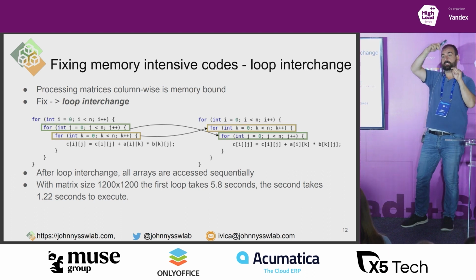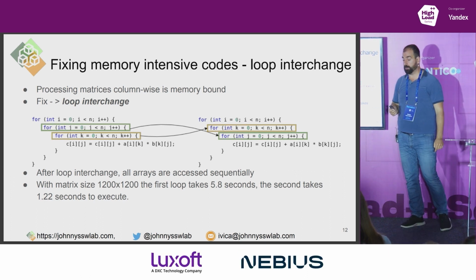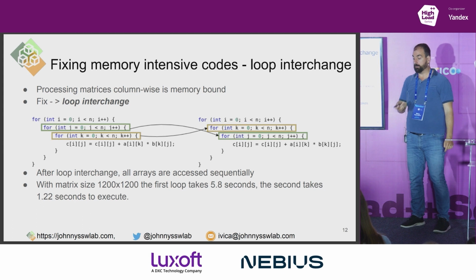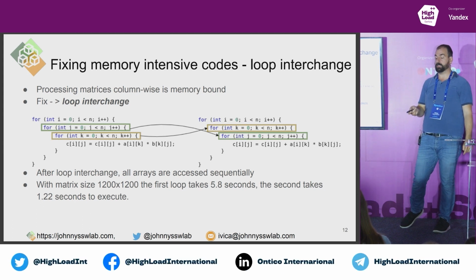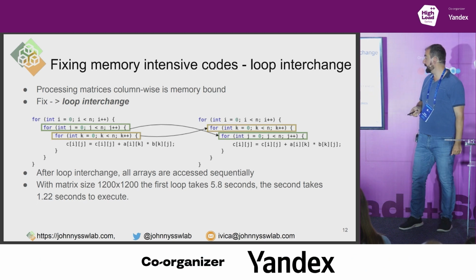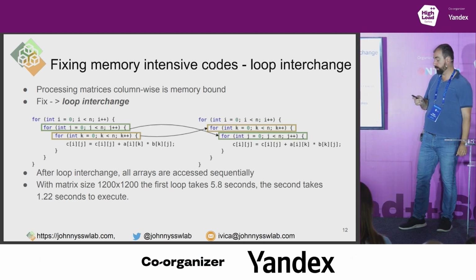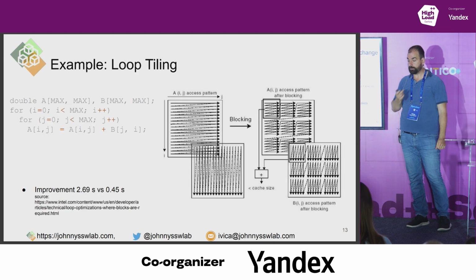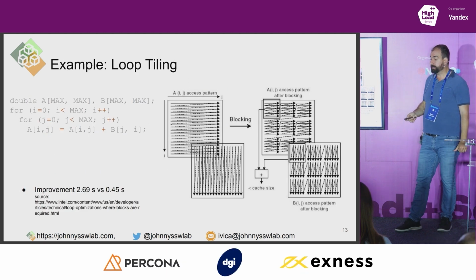We have only sequential accesses, and actually this is much more efficient. When I measured this with matrix size 1,200 times 1,200, the original code took 5.8 seconds, and the second version took 1.22 seconds. The next is loop tiling.